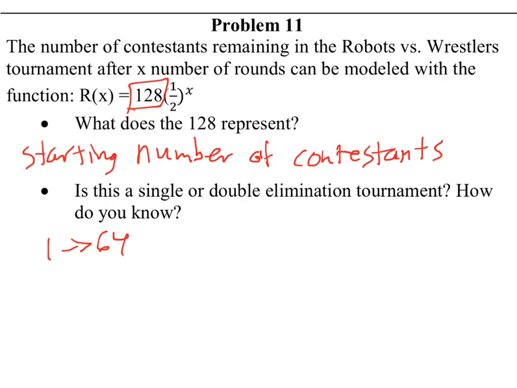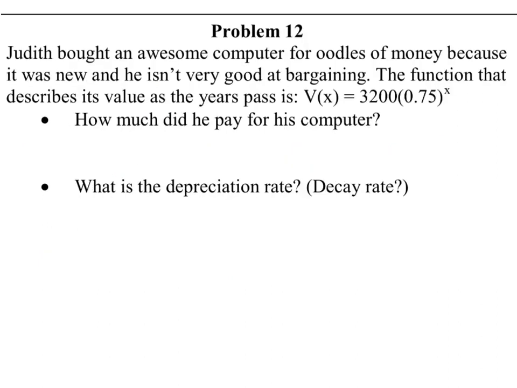So if you have a double elimination tournament, you have to lose twice to get out. In this case, after one round, we lost half the people. That means it's going to be a single elimination, because if you lose half your people in the first round, everyone could only lose once in one round. Alright, problem 12, Judith bought an awesome computer.